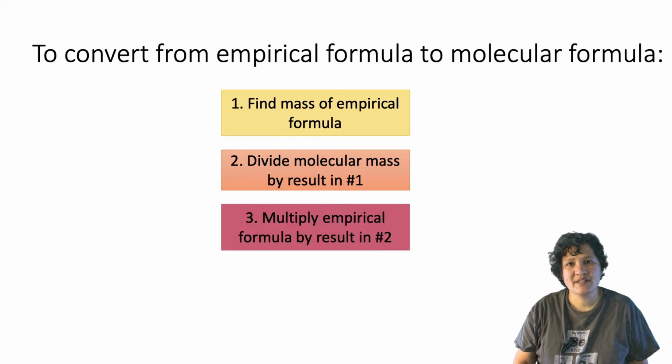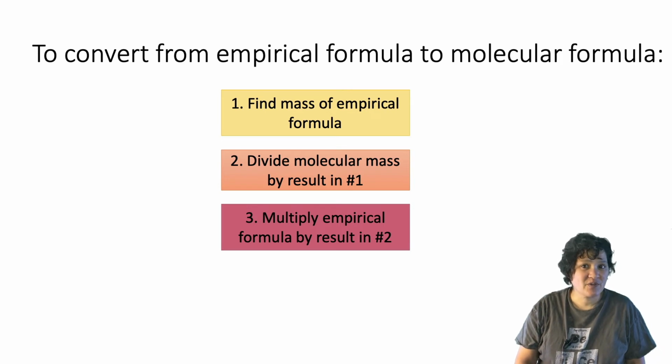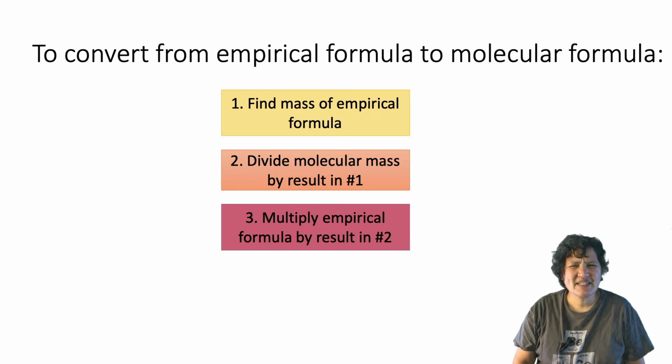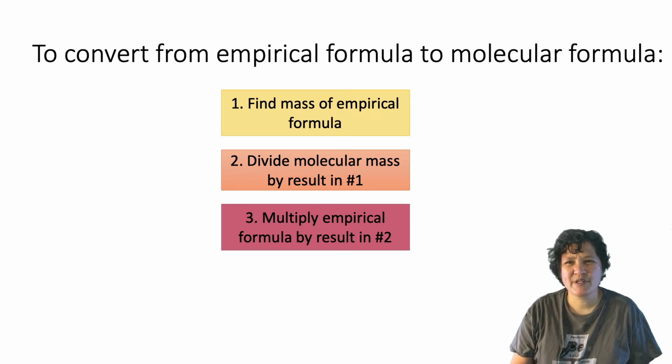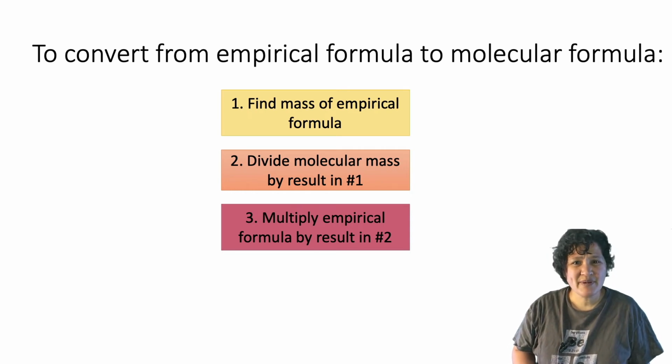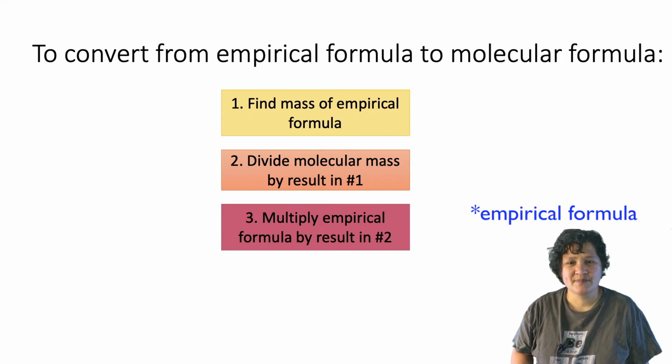Finally, multiply the empirical formula by whatever factor you got in step 2. It may seem weird to multiply a chemical formula by a number, but basically if the factor is 2, it means that there are twice as many atoms of each element in the molecule as there are in the empirical formula.